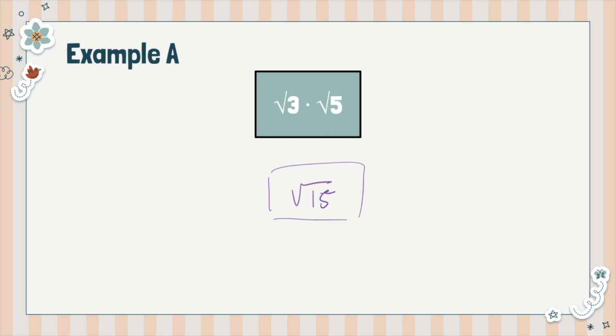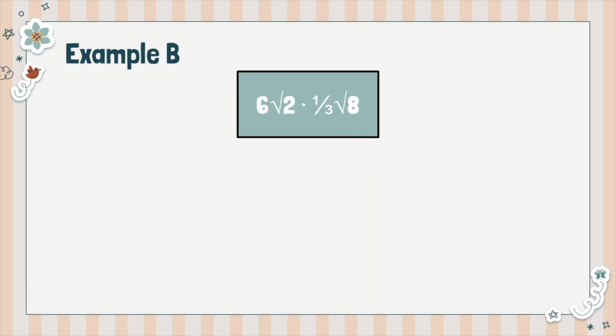Now let's take a look at example B. Here we are in example B where we've got 6 radical 2 times 1/3 radical 8. So in this case, we've got a scenario where we've got numbers on the outside of the radical and numbers on the inside of the radical. So we're going to multiply the numbers on the outside against each other and the numbers on the inside against each other. So 6 times 1/3 is going to give me 2, and 2 times 8 is going to give me 16. So 2 is going to stay on the outside still, 16 is going to stay on the inside.